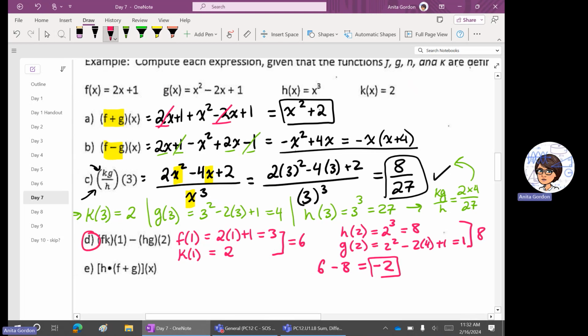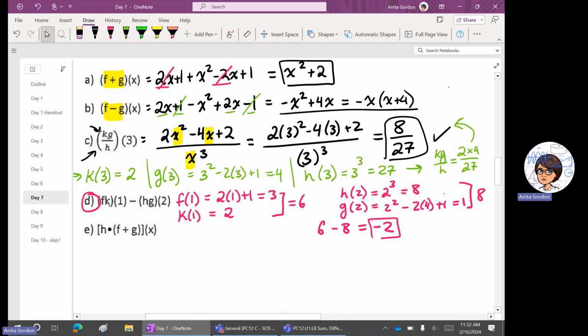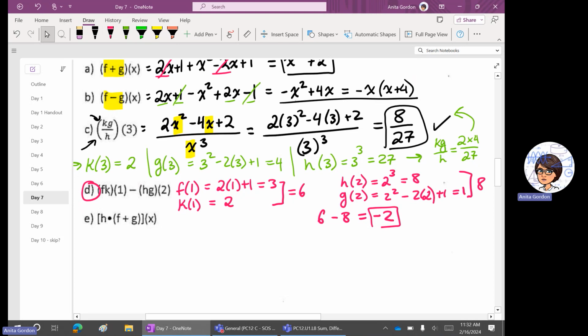So this is an example where doing them individually and solving them would be a lot easier than writing all of this out and distributing it and then substituting the numbers that we have into it. Oh, and I see I wrote this as a 4, but I meant to write it as a 2, but the answer is still correct.